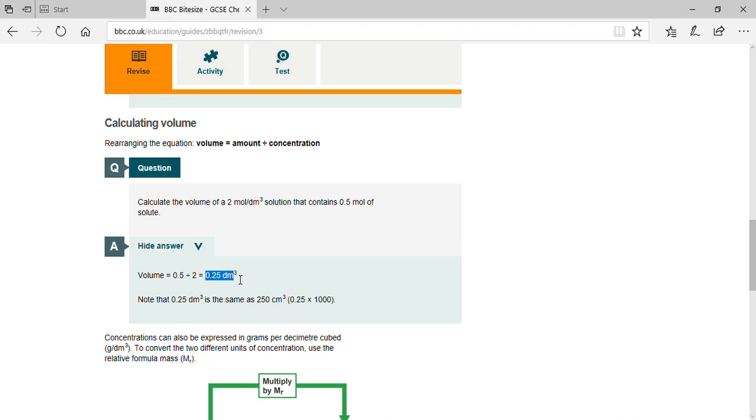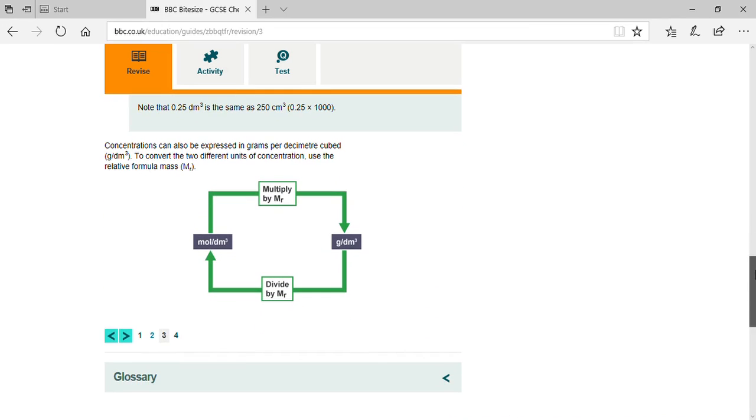If any volume is given in cm³, you have to convert it into dm³ by dividing by 1000. And if it is given in dm³ and you have to convert it into cm³, you multiply by 1000. Understand, sir? Always remember that concentration is expressed in gram per decimeter cube, as is also written here.